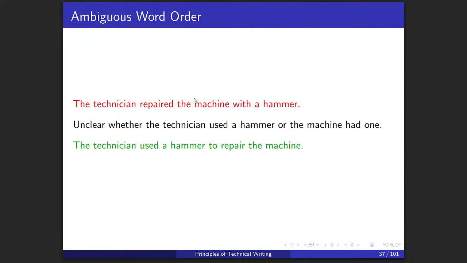Now, ambiguous word order. If you look here: the technician repaired the machine with a hammer. This could mean either the technician used a hammer or the machine had one, which gives two meanings. So instead of confusing the reader, what you need to write is: the technician used a hammer to repair the machine, which gives clarity, right?